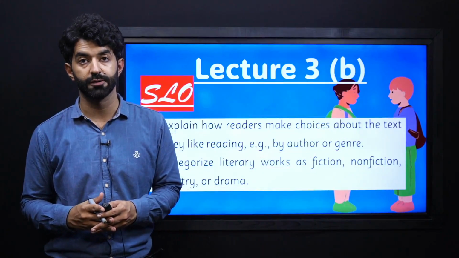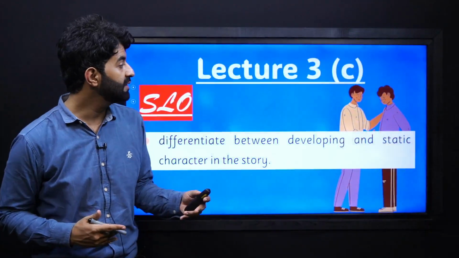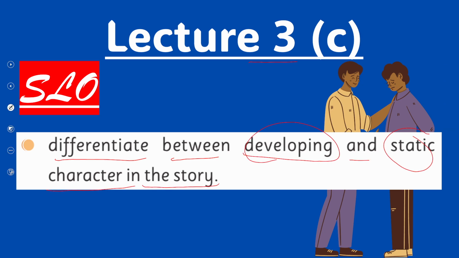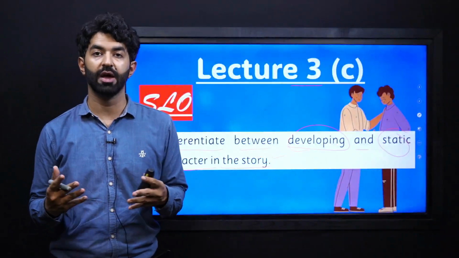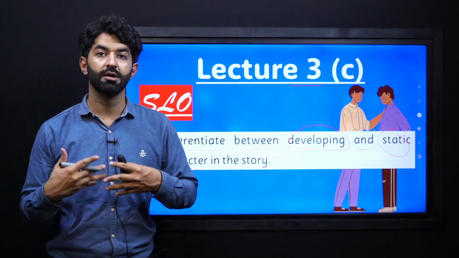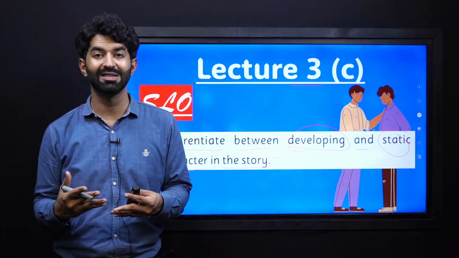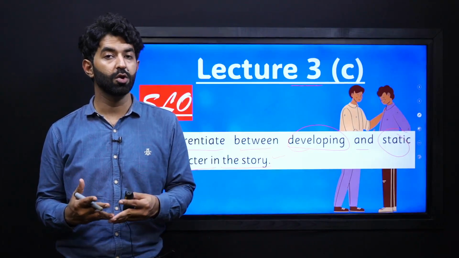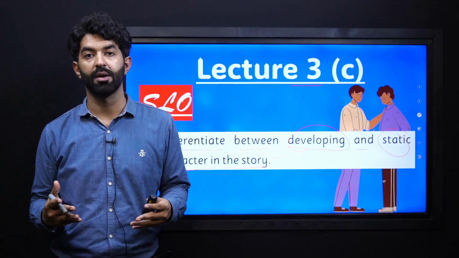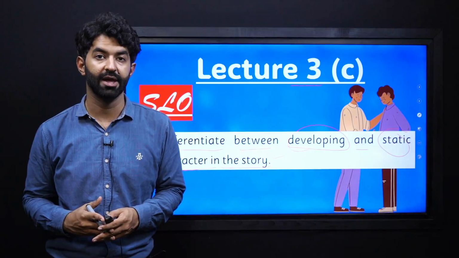Now for lecture number 3C, we will be covering the SLO, differentiate between developing and static character in the story. Now, my dear learners, you know that there are different kind of characters. So we will be covering the developing characters that are developing throughout the story and the static characters. So we will be looking at these things so that you can easily recognize them in your stories, dramas, or other kind of fictional texts.